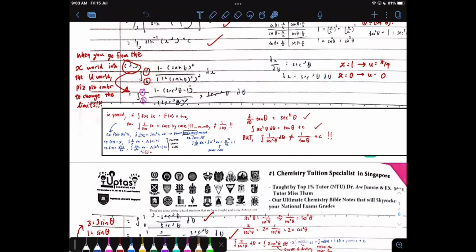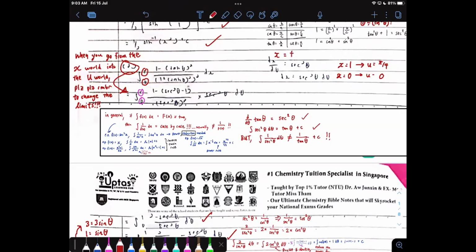Okay. You must remember to change the limits from the X world into the U world. So when you let U equal to something, strongly recommended that you write down X equals. Sorry, in this case, it should be X equals tangent theta, right? You're going from the X world into the theta world. So you need to solve for U. Oh, sorry, not U. My apologies. It should be theta. Follow the question. Sorry, I'm too used to using U already. It should be theta in this case.